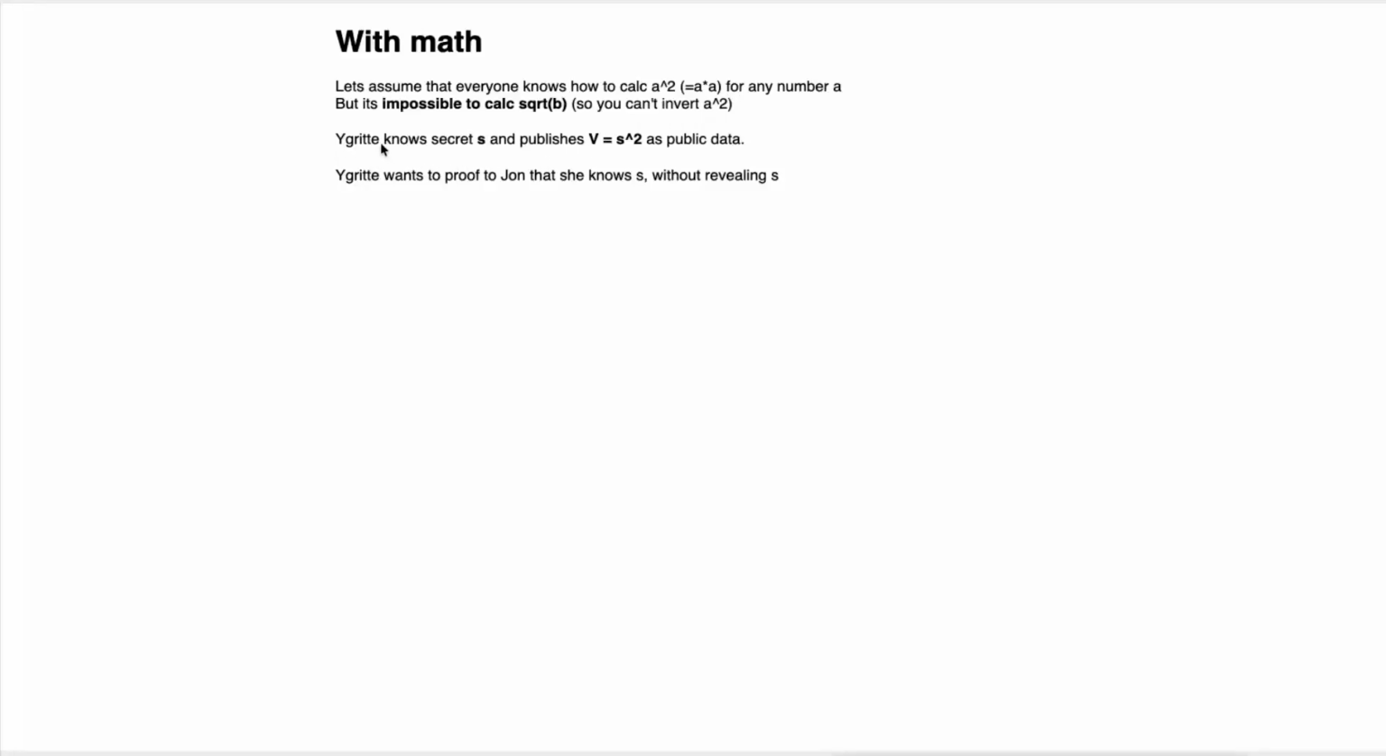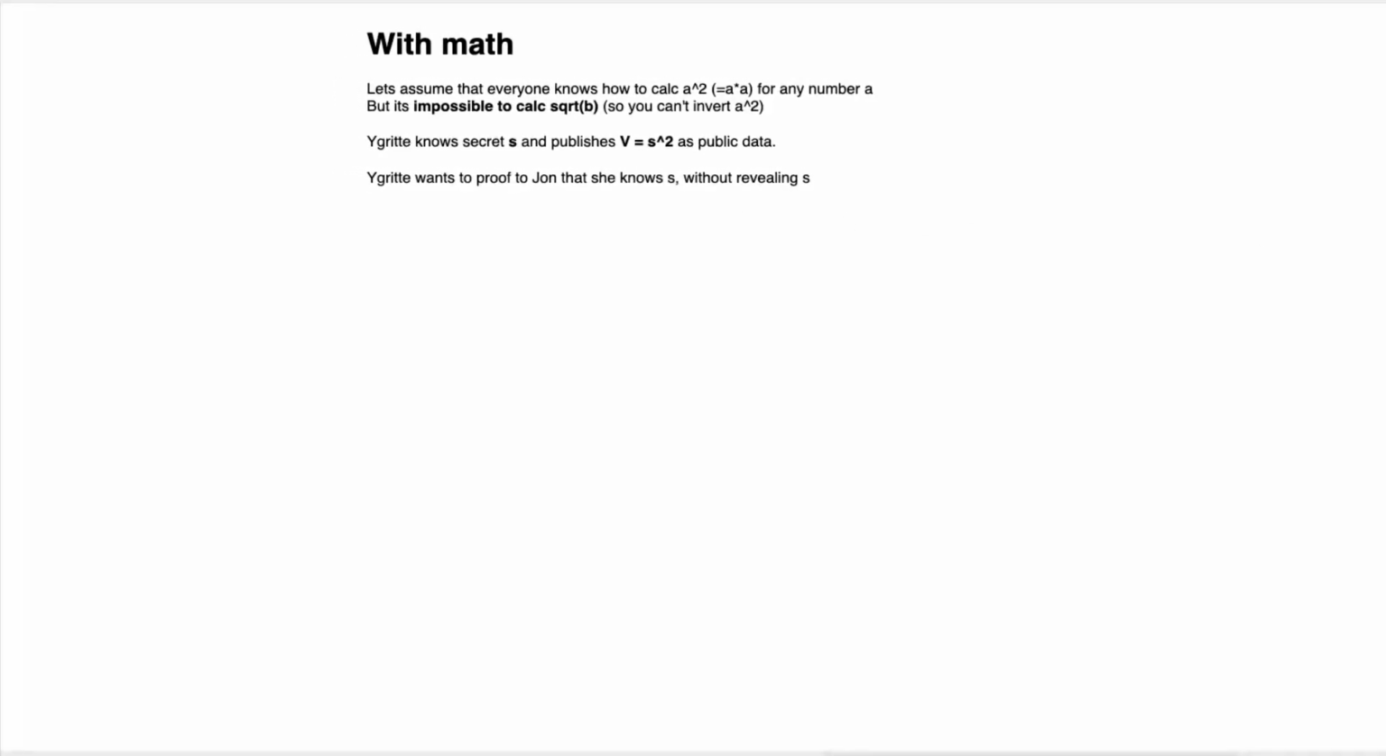Now we say, okay, Igwit, so first player, so to speak, Igwit knows a secret S, and she publishes big V, which is S squared, as kind of a public data. Because there's always some public data that you prove against, so to speak. So this V is publicly available. And now Igwit wants to prove to John, who knows nothing, that she knows S without revealing S. So she needs to show John that she knows the secret, but without telling John the secret.